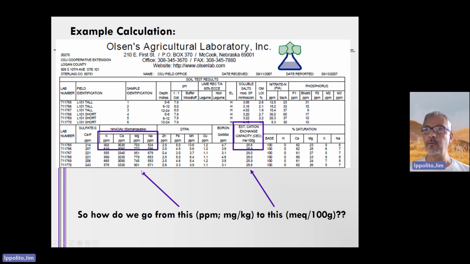These concentrations from this report are in parts per million. That's the same unit as milligrams per kilogram. And all we need to do is convert from milligrams per kilogram, including the charge of the ion, and doing a little bit of math to get to the units of milliequivalents per 100 grams. So let me show you the precursor to doing this math.